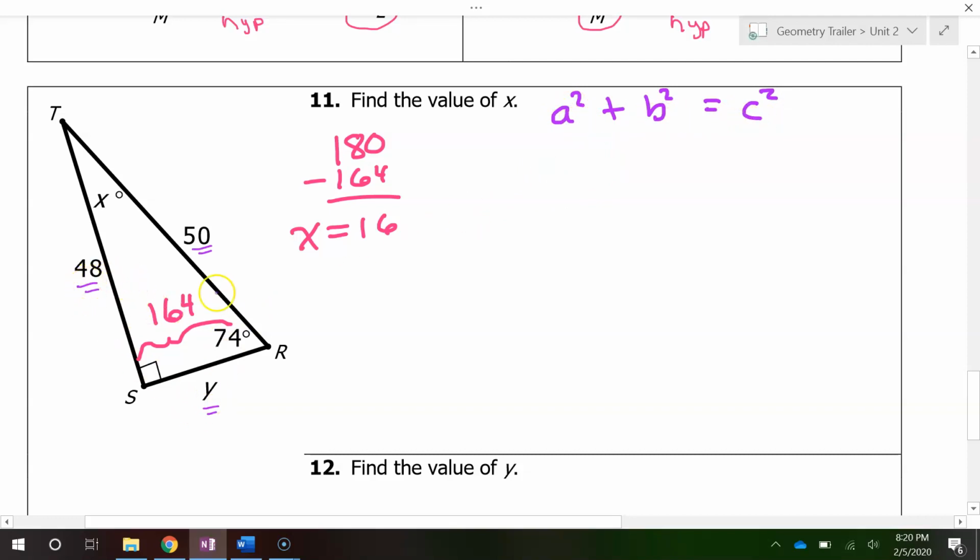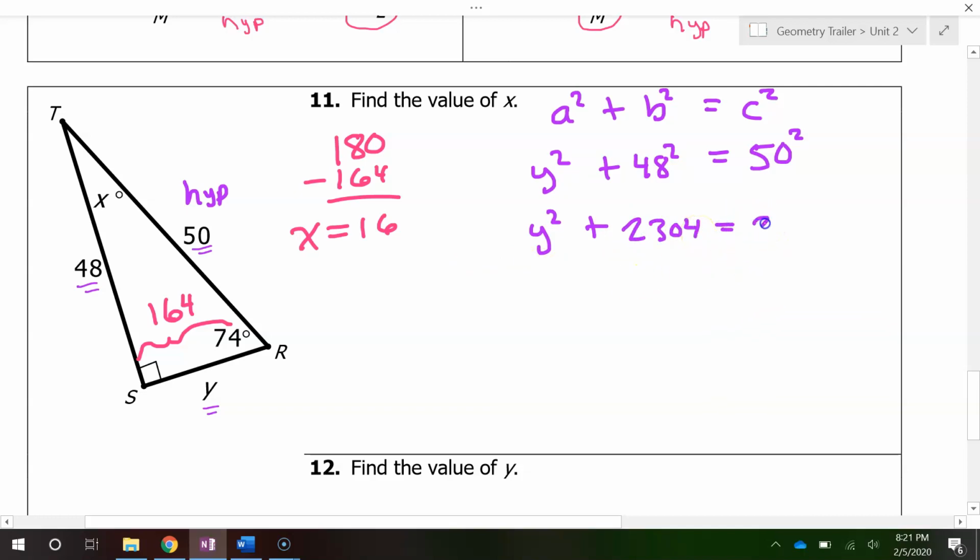Which one of these three sides is the hypotenuse? I'm hoping you said the 50, because that's across from the 90-degree angle. So that means the 50 squared has to go in this position. So that means the other two sides are the a squared and the b squared. So y squared plus 48 squared. So this will be y squared plus, let's see, 48 squared is 2,304. 50 squared is 2,500.